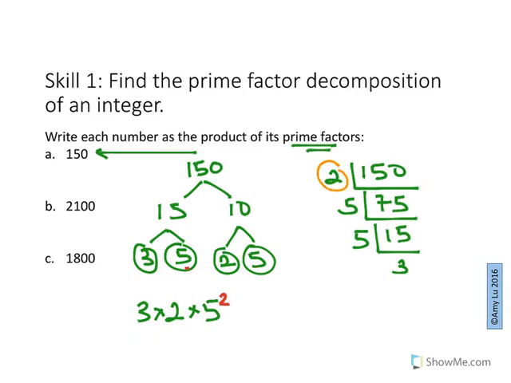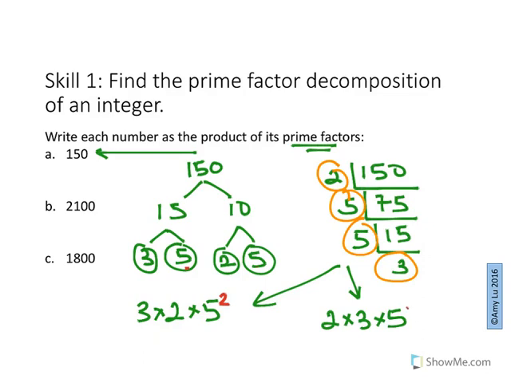Now all these right here are prime factors. So this again gives the same thing as this. So you would write it out as 2 times 3 times 5 to the power of 2. Either way is correct. It doesn't matter which way you do it. Just make a choice, and at this time, pause and do B and C.